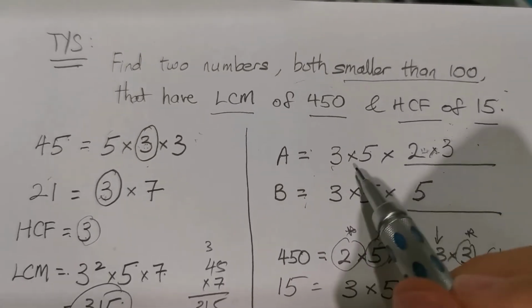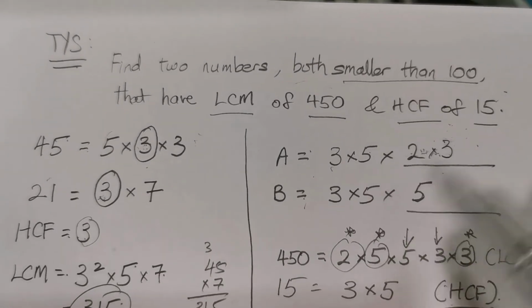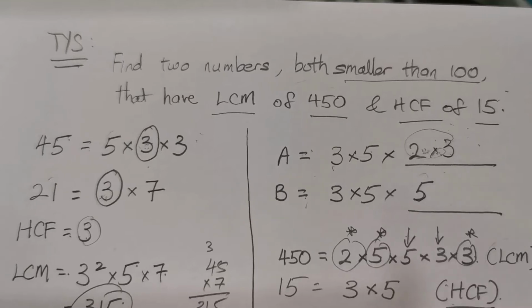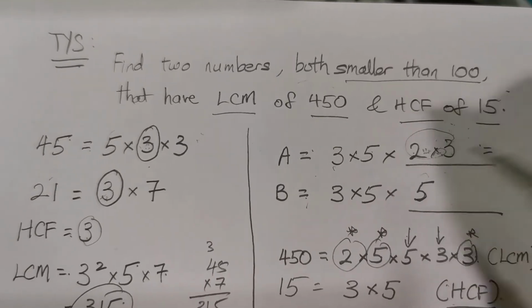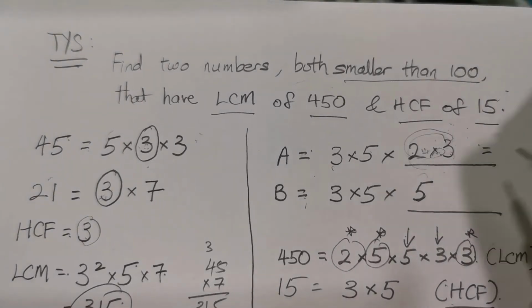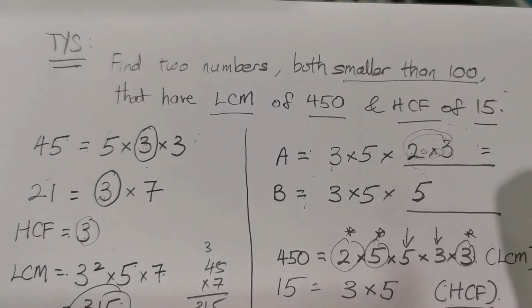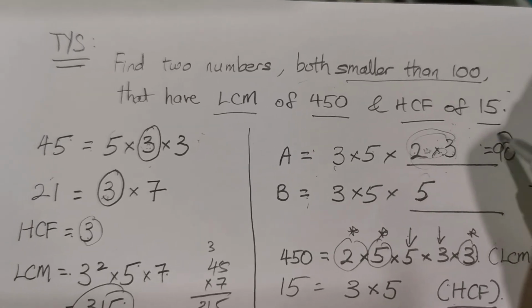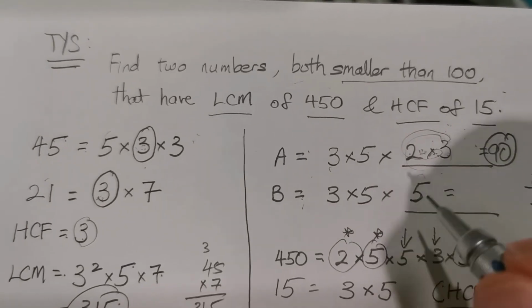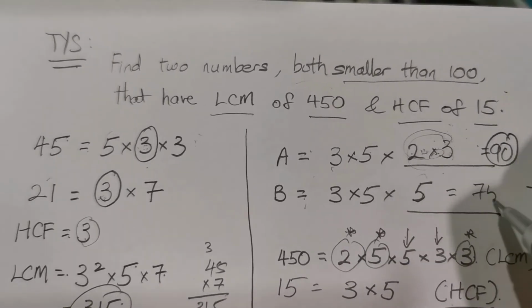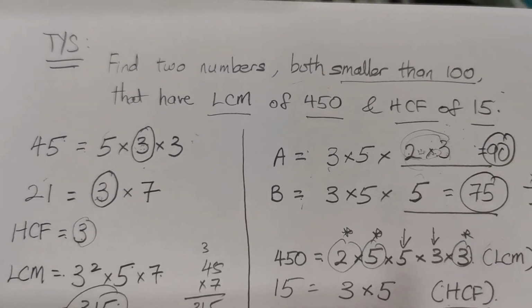So it will be 2 times 3. This 2 and this 3 go here. The 5 will be alone. Let's check the numbers. It will be 6 times 15. 6 times 15 is 90. So the first number happens to be 90. The second number is 15 times 5, which is 75. So these happen to be my trial numbers.